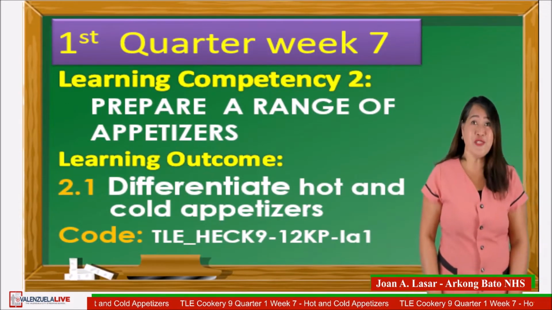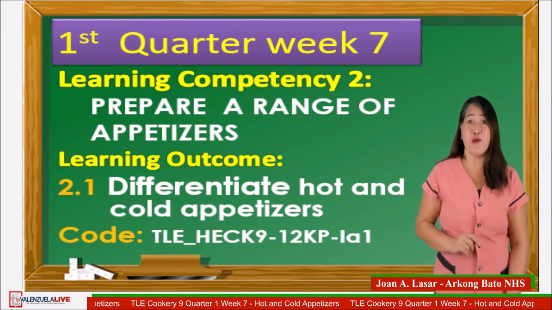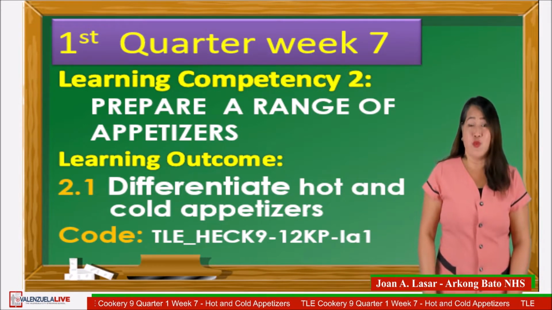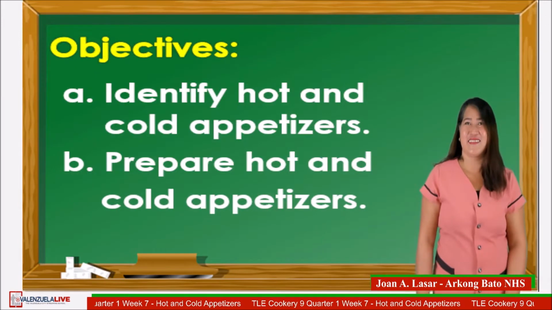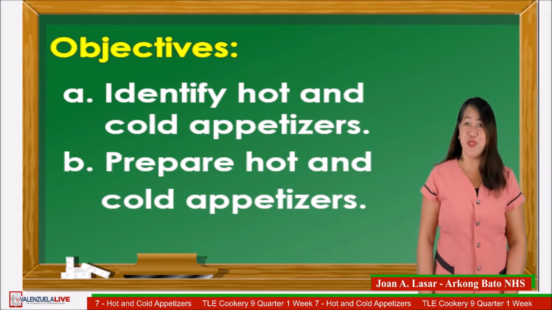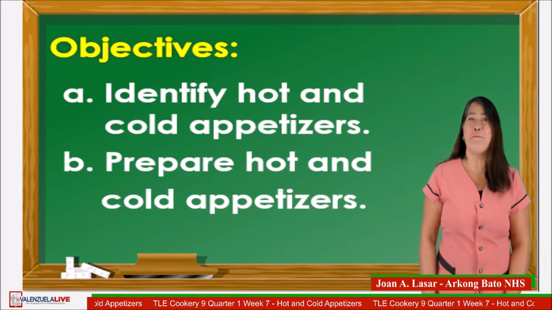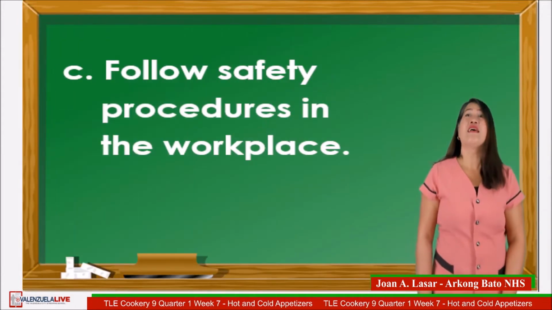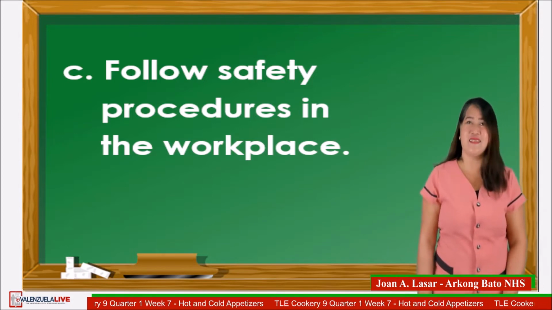We are now in the first quarter, week 7, our learning competency 2. Prepare a range of appetizers. In learning outcome 2.1, differentiate hot and cold appetizers. Our objectives at the end of the lesson, the students should be able to: A. Identify hot and cold appetizers. B. Prepare hot and cold appetizers. C. Follow safety procedure in the workplace.